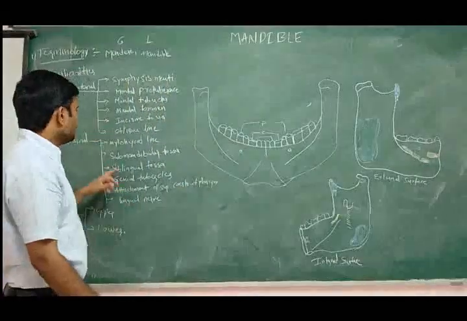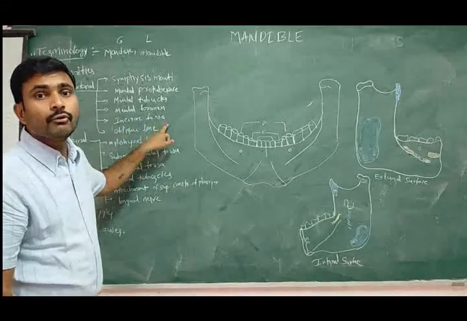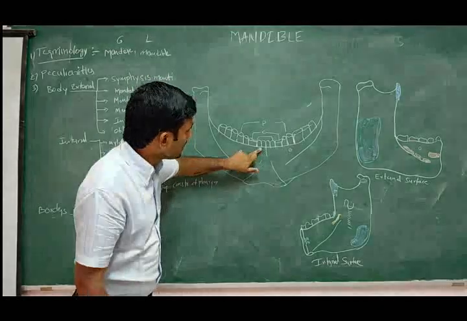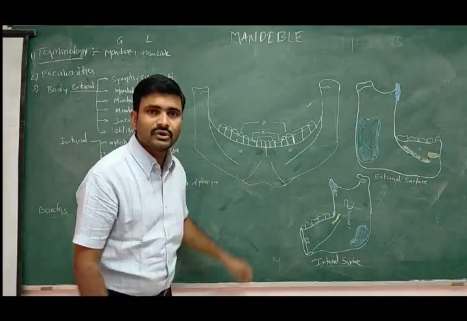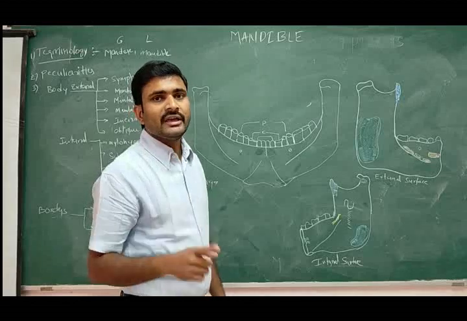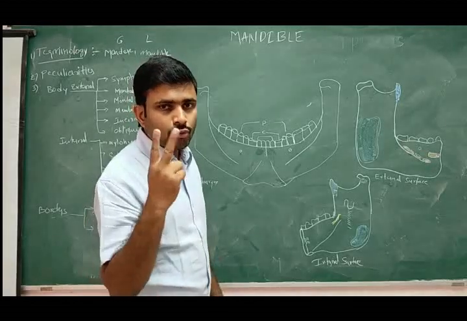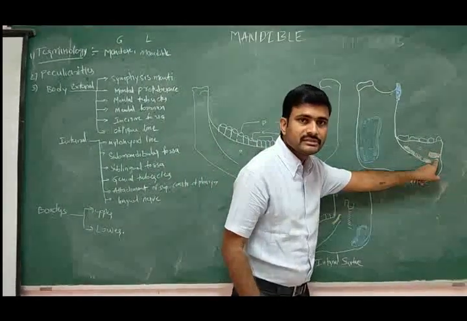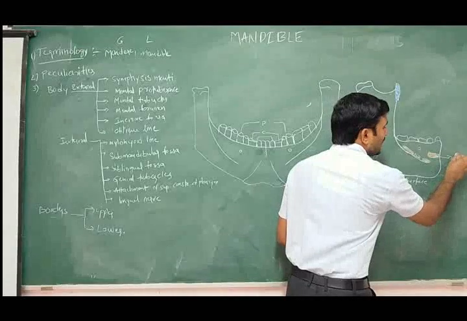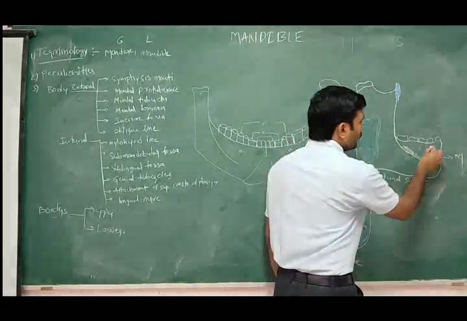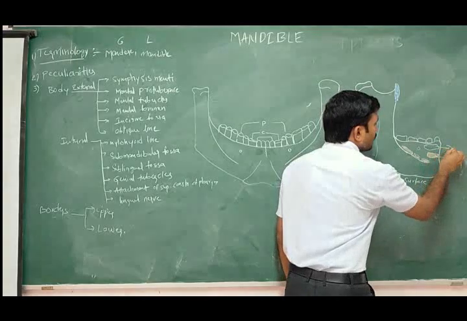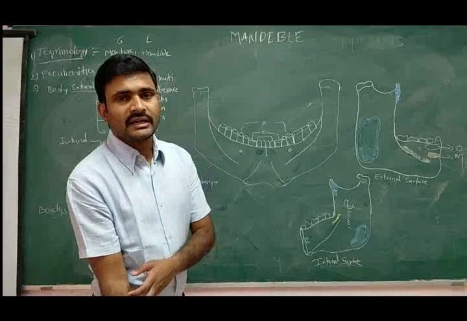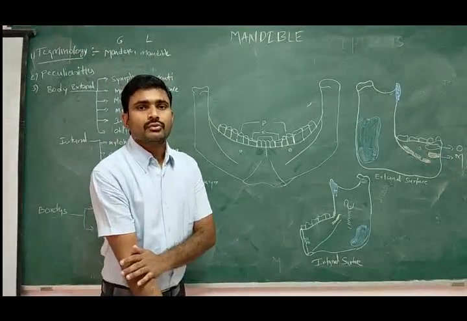Next is the incisive fossa. Here the incisor teeth are present. Below the incisor teeth, there is a fossa. That fossa is called the incisive fossa. In this incisive fossa, two muscles get attached. See here, this is the mentalis. And above it, in this part, we see the orbicularis oris. Two muscles get attached in the incisive fossa.